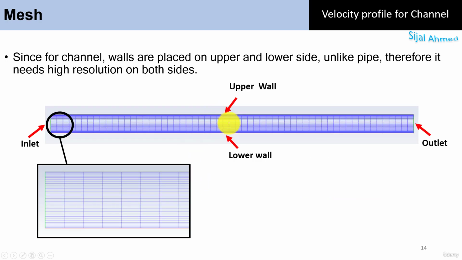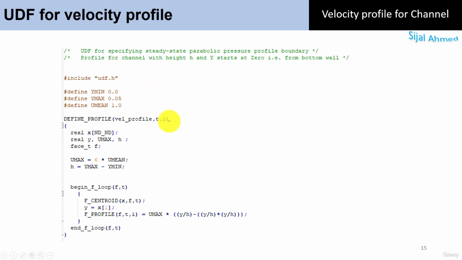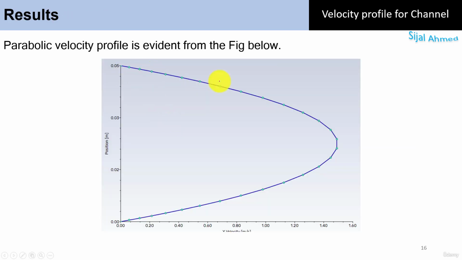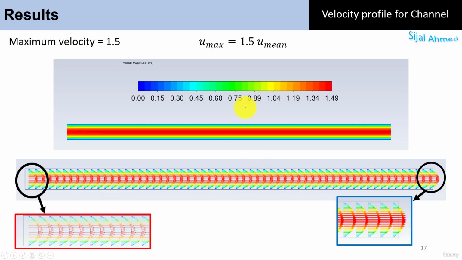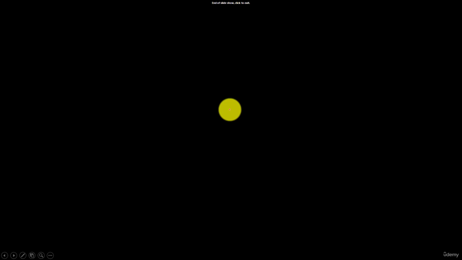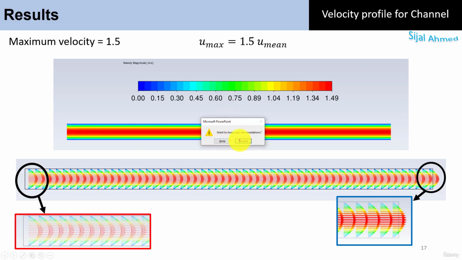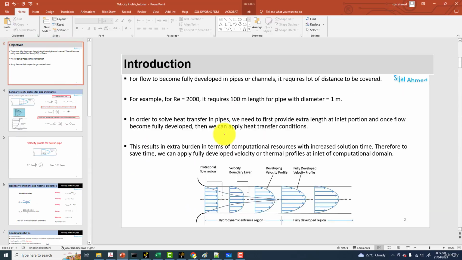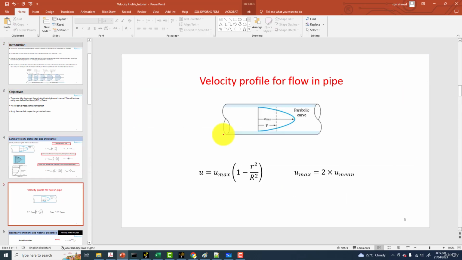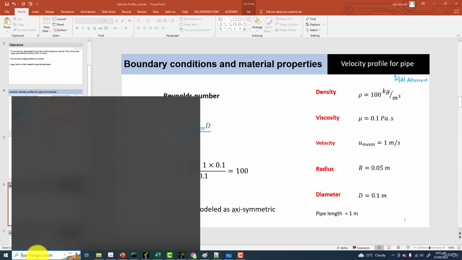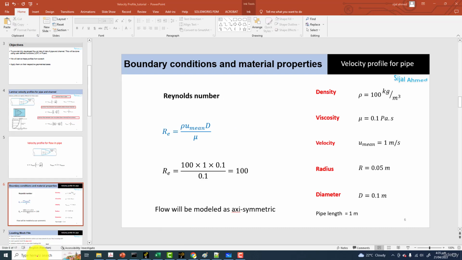And this is the mesh, but this time the mesh is graded on both sides. This is the UDF, and this is a velocity profile again at some location in the channel. These are the velocity vectors and the velocity contours. Okay, so we start with the first case, and I will be starting with ICEM CFD.